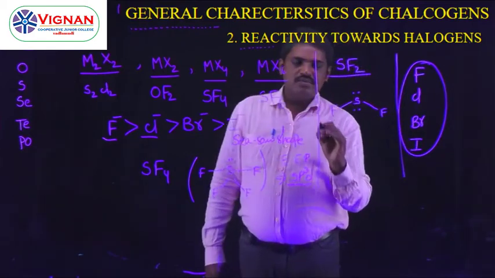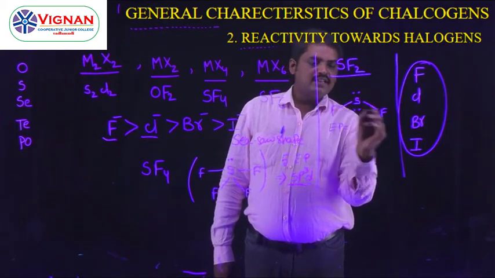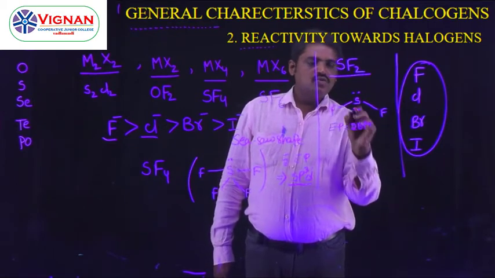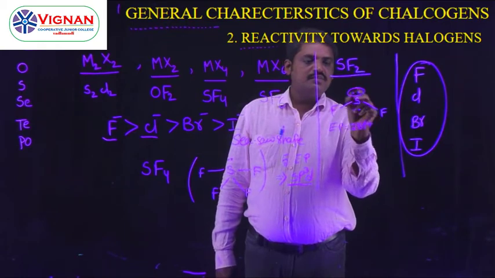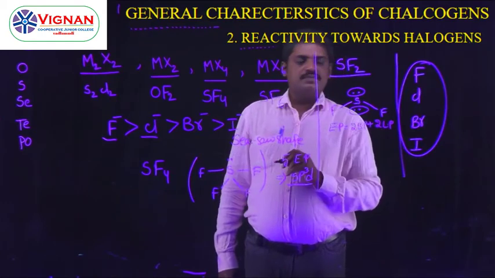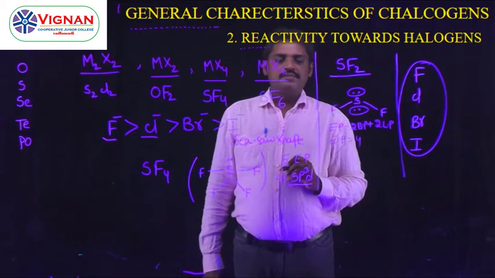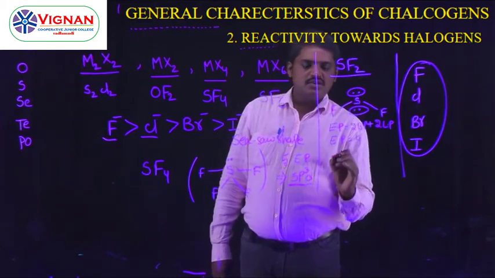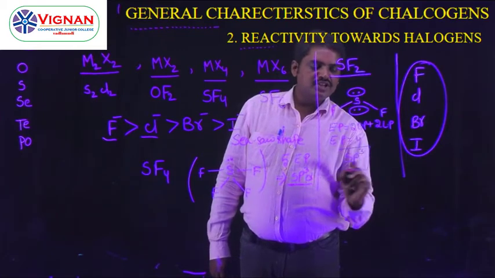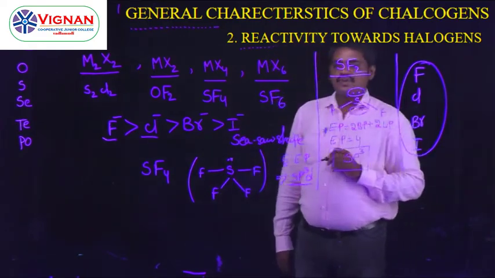Finally, the total number of electron pairs is 2 bond pairs, means 2 fluorine bonds, plus 2 lone pairs. This is one lone pair, this is the other lone pair. Totally the number of electron pairs is equal to 4. Based on that, the central atom sulfur in this molecule exhibits sp3 hybridization.